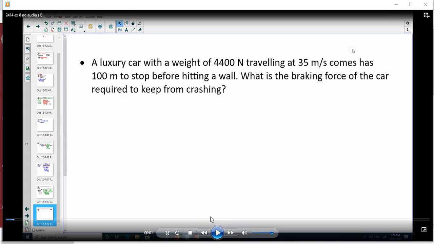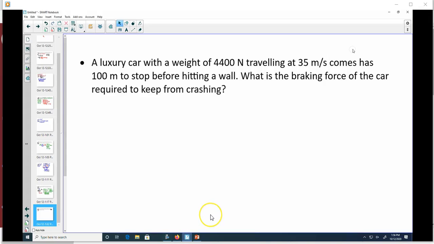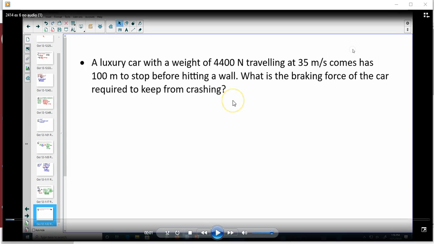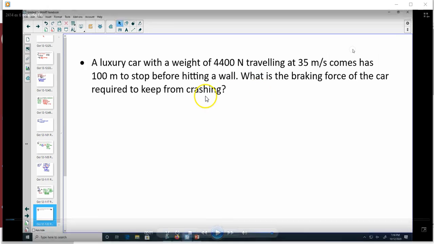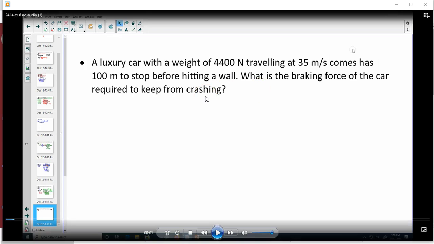Okay, everyone, so this last example is going to take into account a lot of the stuff that we talked about so far. We have a luxury car with a weight of 4,400 newtons, traveling at 35 meters per second, and it comes to a stop in 100 meters. We want to know what is the braking force of the car in order to keep it from crashing into the wall.